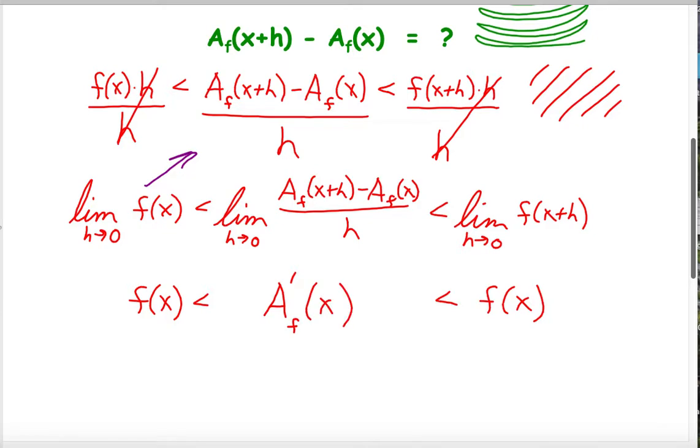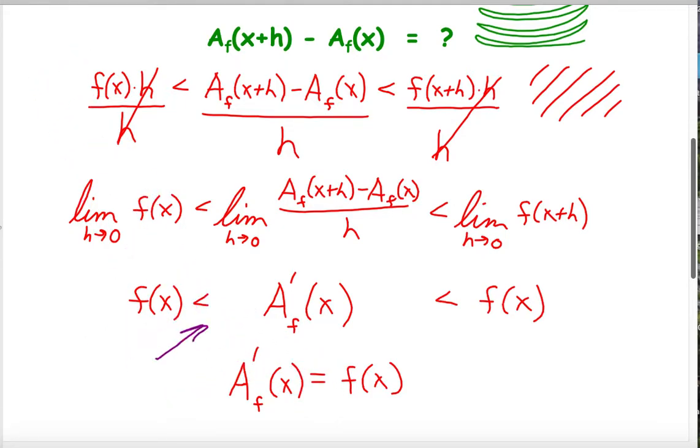All right, so now let's think about what this actually means. Well, that means if A prime is going to be greater than f of x and less than f of x, then A prime of x is actually going to equal f of x by the squeeze theorem. And so that's saying that the derivative of the area function is equal to f of x. Let's say that again. The derivative of the area function equals f of x.